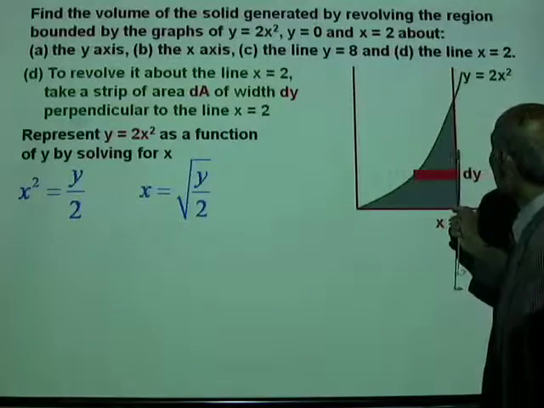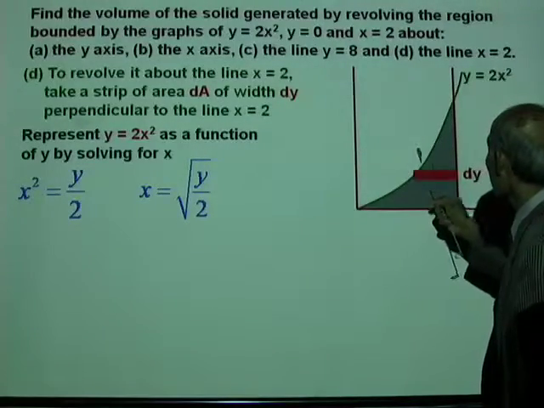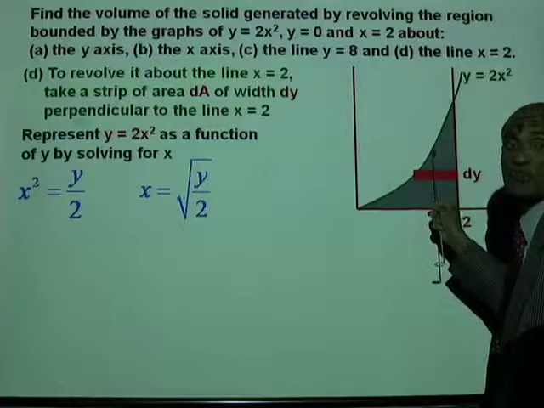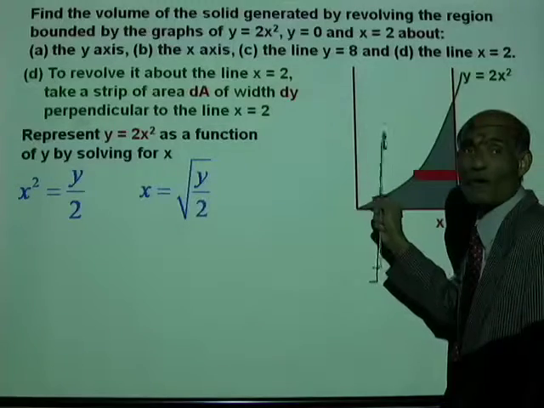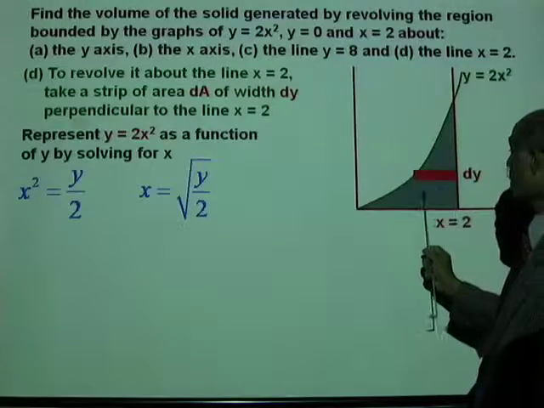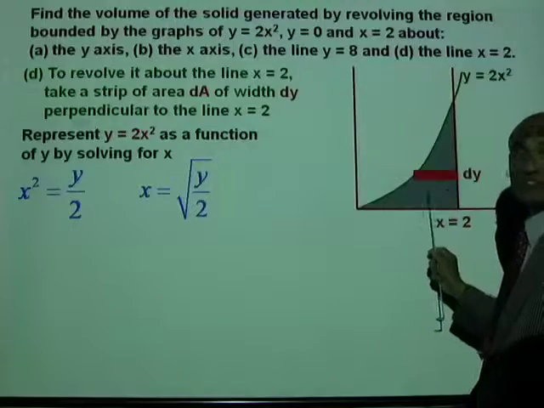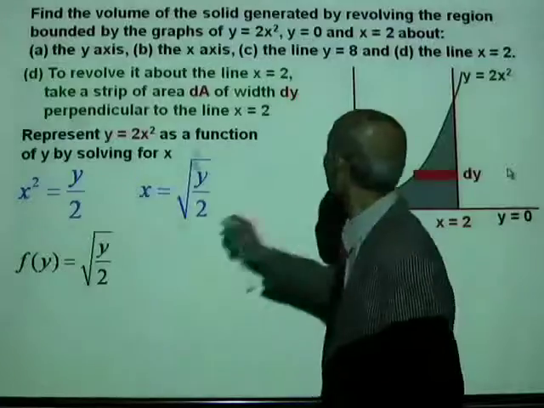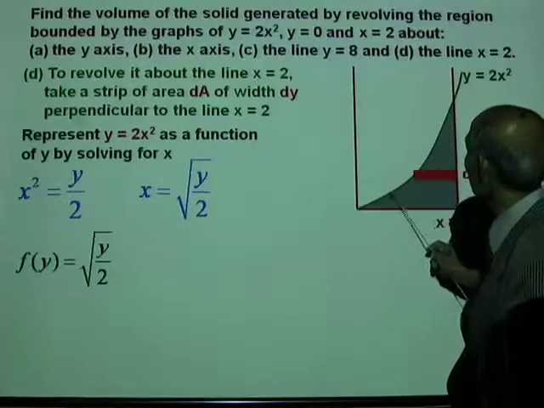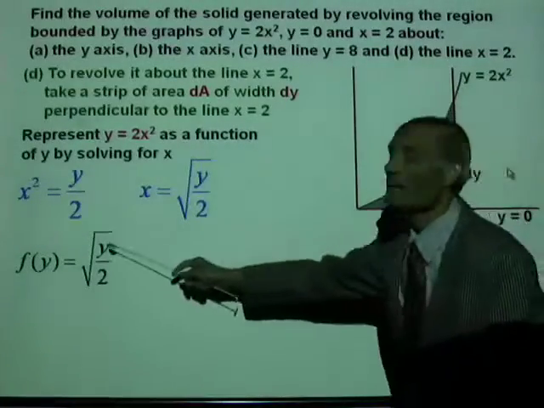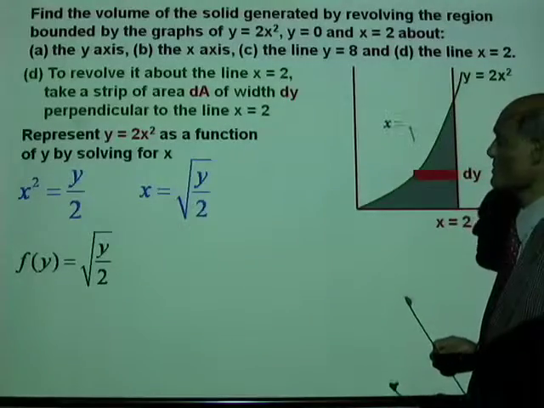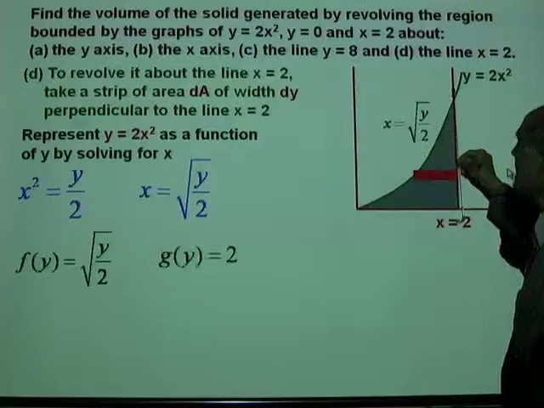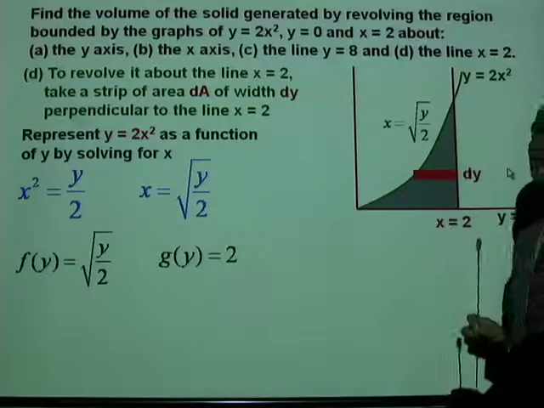So this distance is x equal to square root of y over 2, the distance of the graph of this function from the y-axis. And what is this distance called? That distance is called x equal to 2. Alright, so this graph is the graph of f of y equal to square root of y over 2. There you got it. And this is your g of y, that is 2. g of y equal to 2.